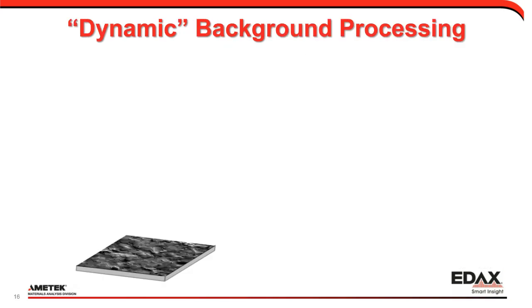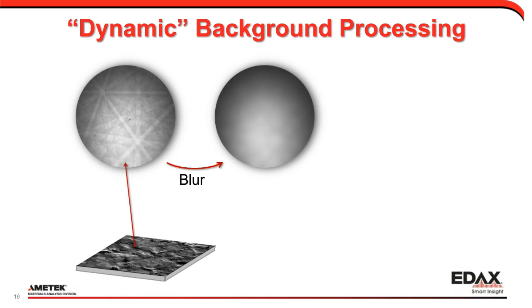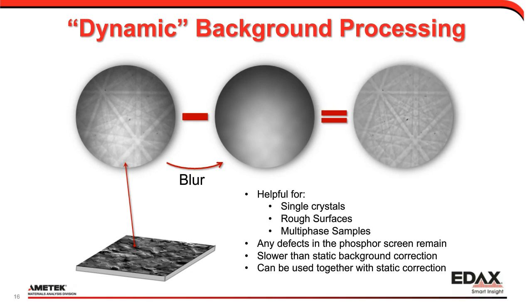A dynamic background is a little bit different from a static background because it actually takes the pattern itself, blurs that pattern, and then subtracts it from itself. Because of this, it's really useful for things like single crystal materials, rough surfaces, and multi-phase samples. A couple of things to think about here: one, this is much slower than a static background. Why? Because it's doing this for each pattern. It collects the pattern and runs the blur filter on it. Adding an extra image processing step takes a while.